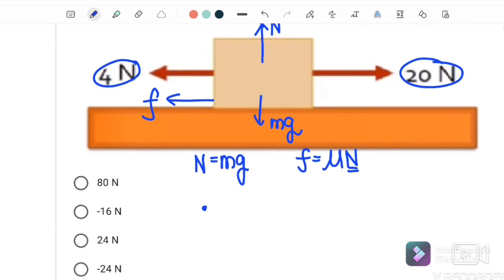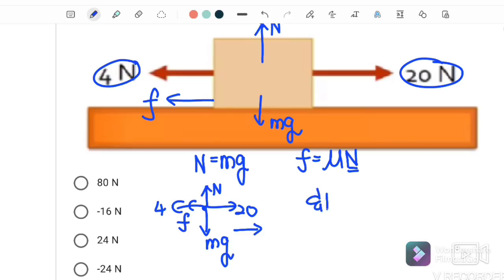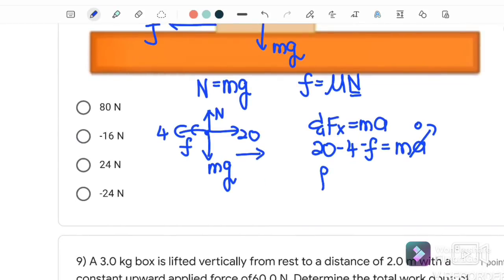So I will sketch the free body diagram. Here we have 20, we have 4, and also we have friction. Here we have normal and also mg. The motion is moving to the right. So Fx equals to ma, where 20 minus 4 minus friction is equal to ma, where a, because it is constant, is equal to 0. So finally, the frictional force is equal to 20 minus 4, which is 16 Newton.